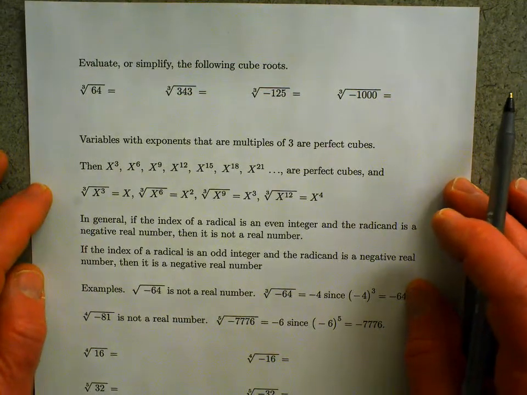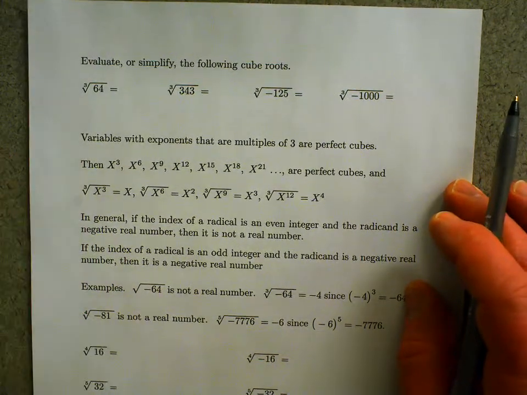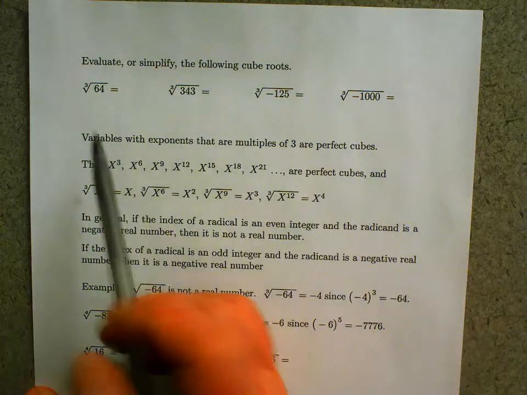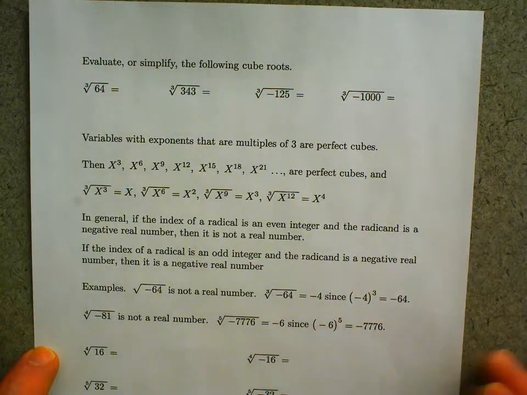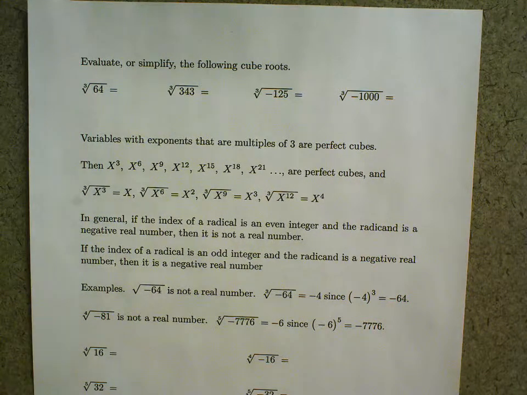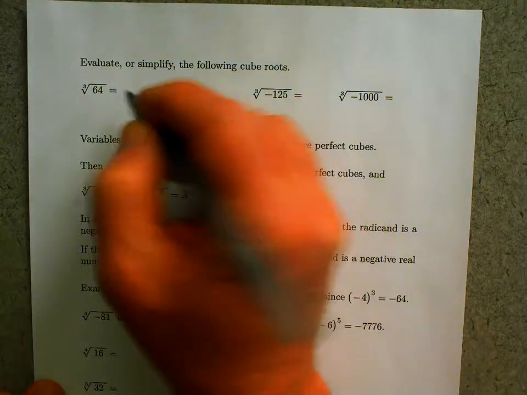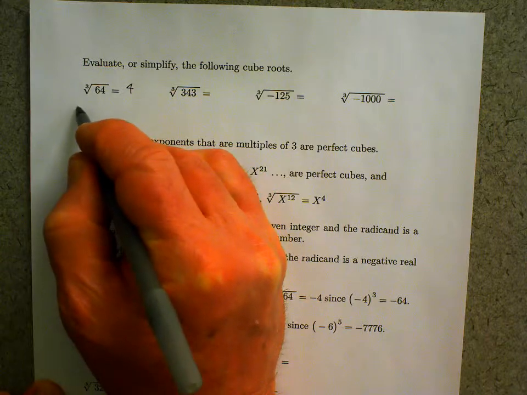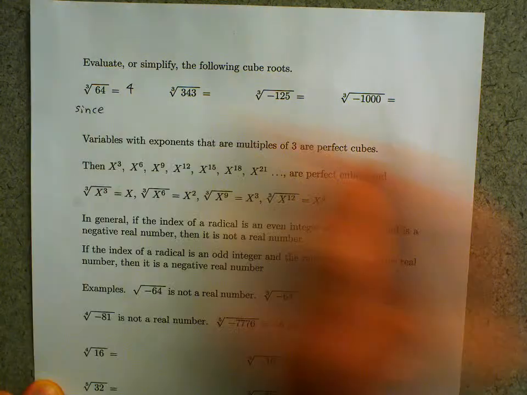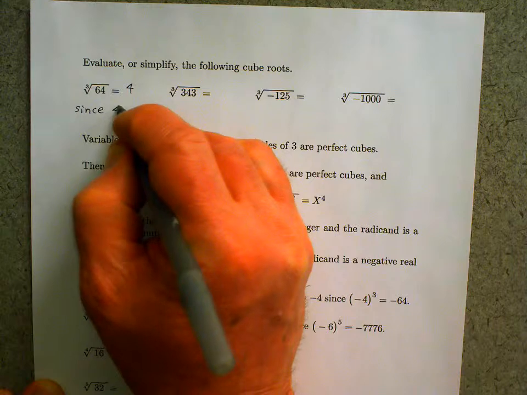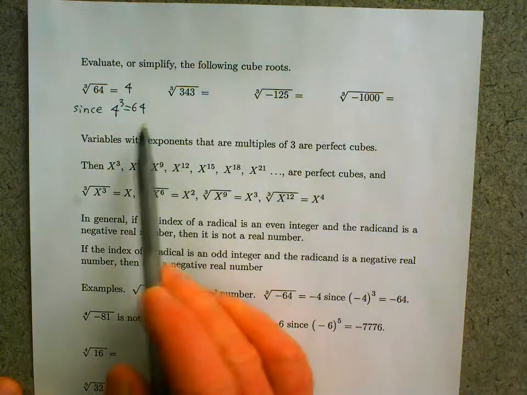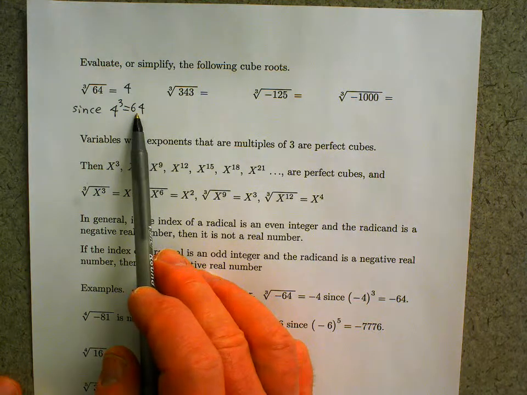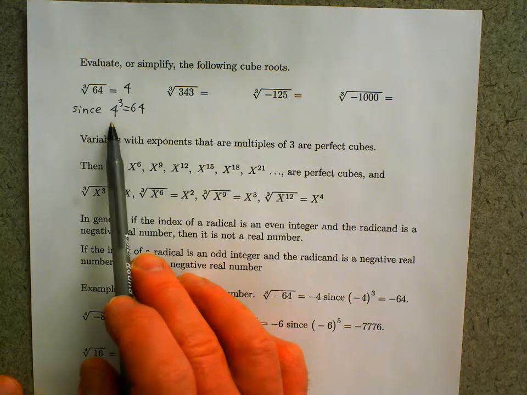So evaluate or simplify the following cube roots. Simplify the cube root of 64. So what's that equal to? 4. Yeah, the cube root of 64 is equal to 4, since 4 to the third power equals 64. So 64 is not only a perfect square, it's also a perfect cube.